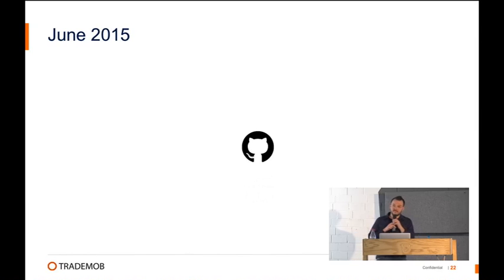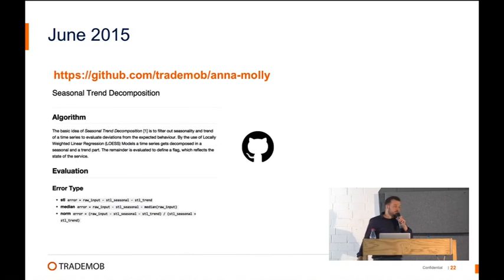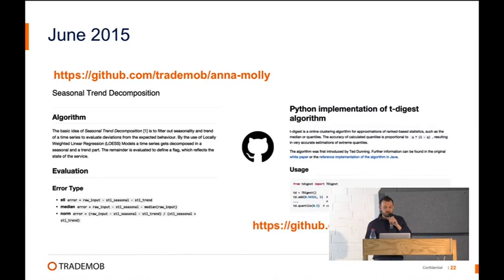Last but not least, I would like to announce that we decided to open source both projects. We will do that in the beginning of June. One is the whole Anomaly project, including the algorithms and so on, and the other one will be a Python implementation of tdigest. Feel free to download, to use it, to contribute. We are looking forward to that.